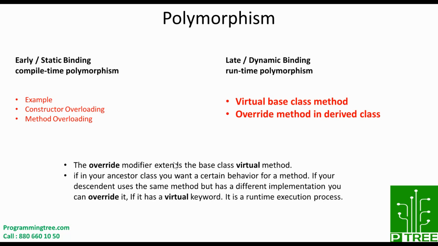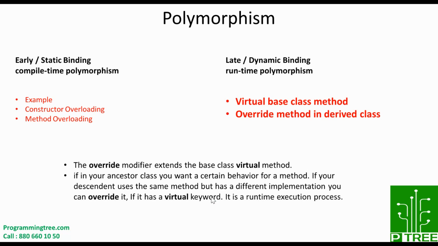in the derived class. If in your ancestor class, that is the parent class, you want a certain behavior for a method, you will define that method inside your base class or ancestor class. If your descendant uses the same method, say for example, now in the derived class you want to use the same method but with a different implementation, then you can override it if it is marked with the virtual keyword in the base class.